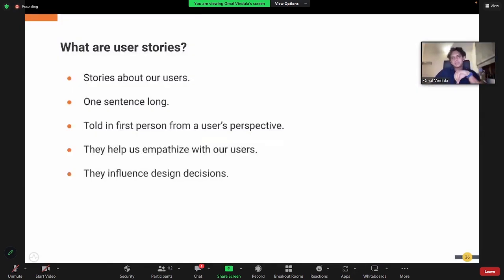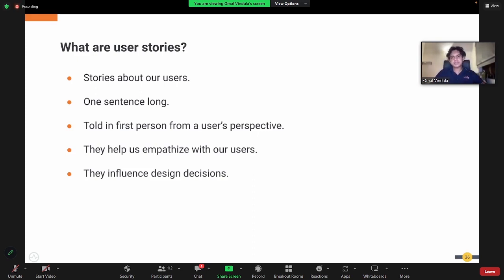So based on that user persona, we are developing user stories, right? As the name suggests, they are stories about our users, right? But they can't be like a novel or a book. They should be just one sentence long, right? Because it should be very clear and concise. As developers, we don't have time to read lengthy stories, right? We need one sentence, and we have to tell that in the first person user's perspective. That means in our Michael's perspective, we have to tell that story.